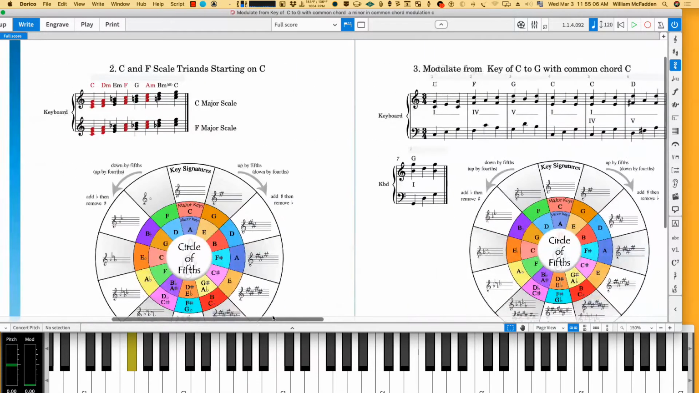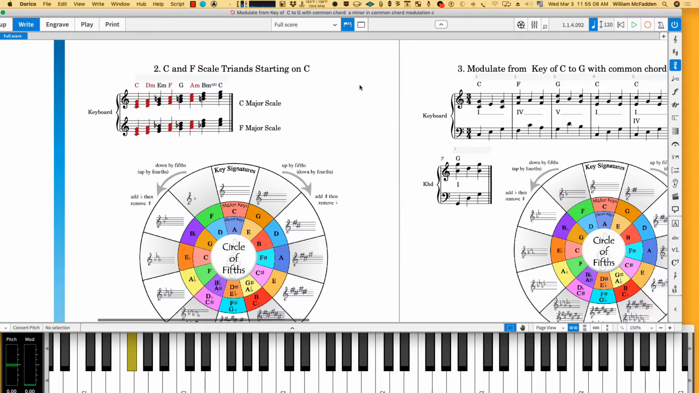Let's take a look now at the C and F scales. Here's the C major scale in triads. Here's the F major scale in triads starting on C. And we notice they have common chords C, D minor, F, and A minor.